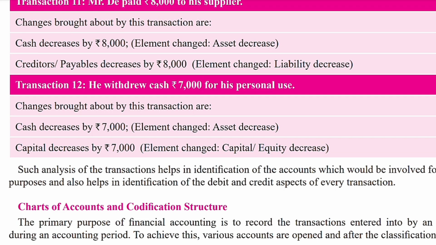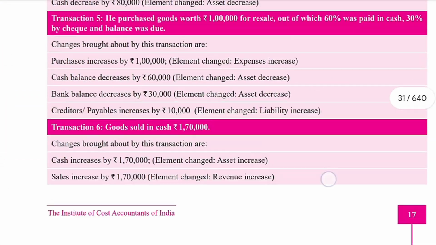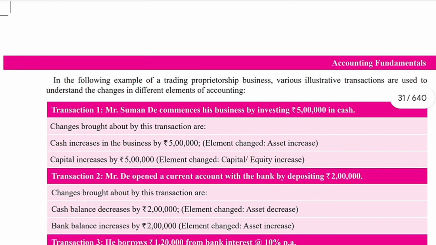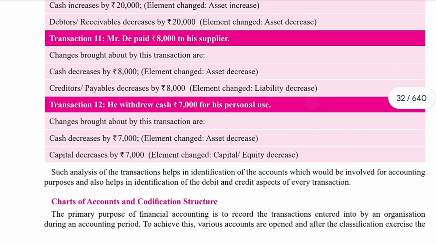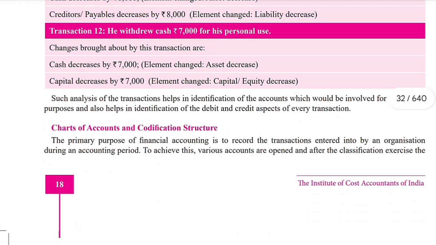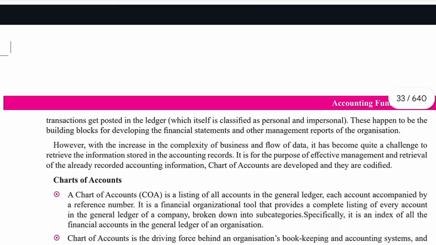Okay, that's it. We have done this discussion because they want to remind you of certain things. They want to refresh your mind. That's why we discuss these transactions. They are yet to discuss journal entries. They are only talking about the transactions involved in here. Now the next thing they are talking about is chart of accounts and codification structure.